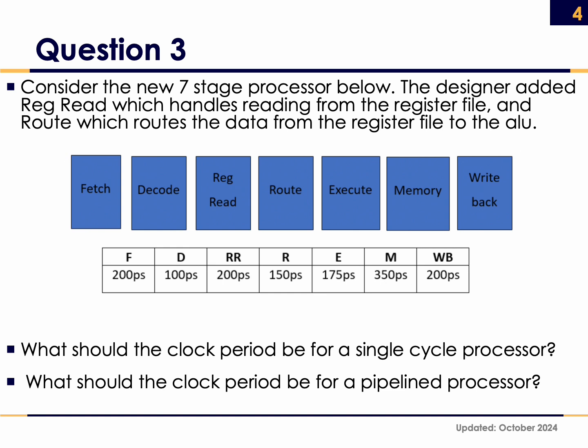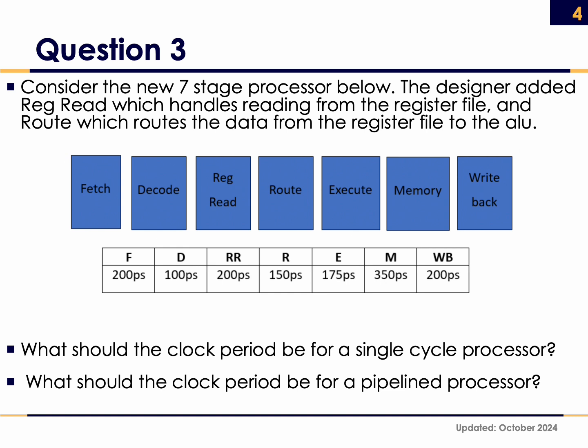The next slide will also be considering this question. Consider the 7-stage processor below. The designer added a register read, which handles the reading of the register file, and a route, which routes the data from the register file to the ALU. You can see the processor here, the 7 stages, and the time taken for each stage.